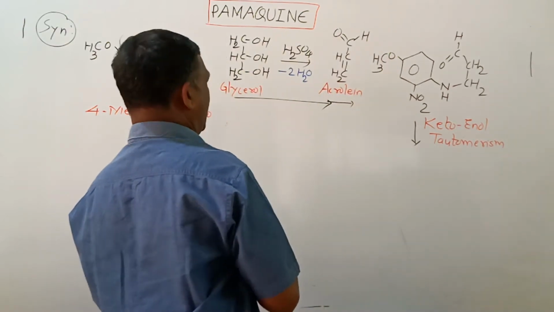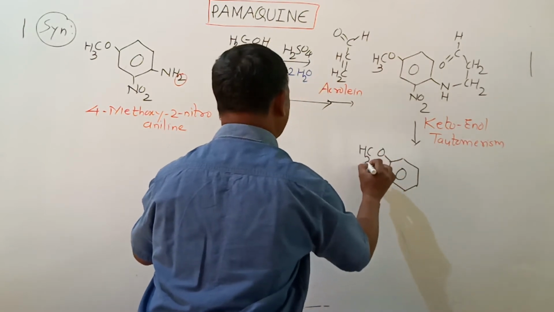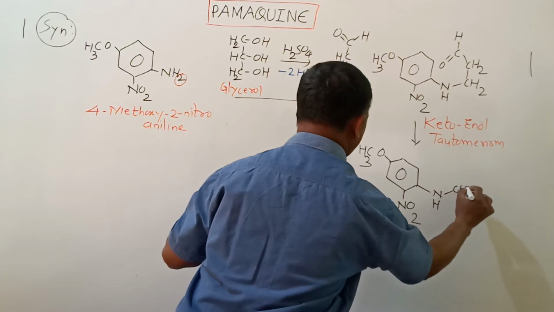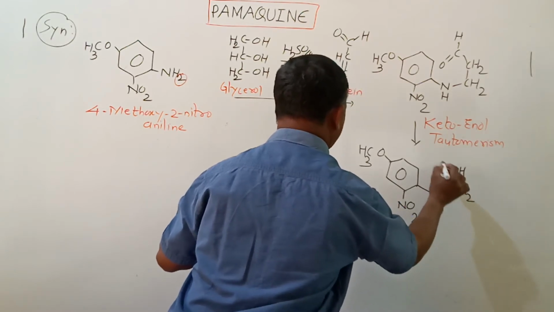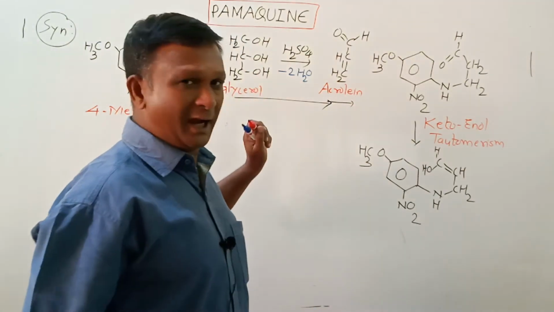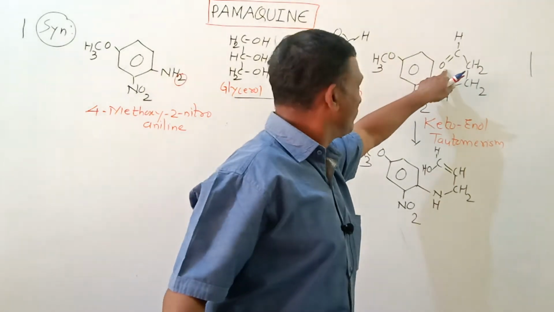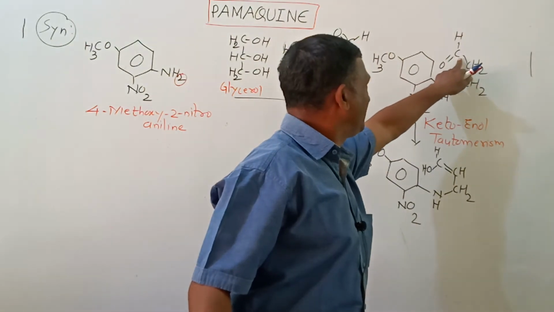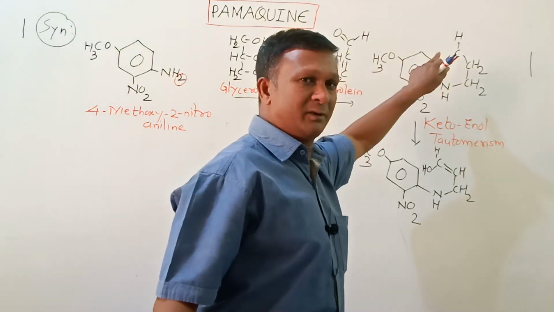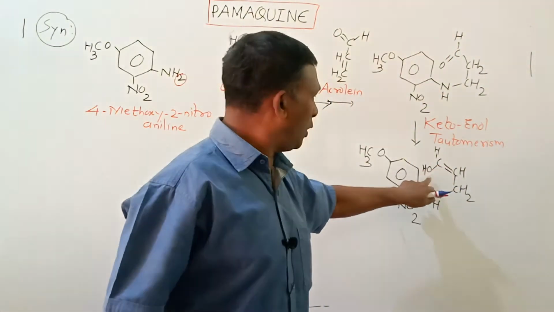To give us a very important isomer of this compound, this one. In this structure, you can easily find that the hydrogen on this alpha carbon will move on to this electronegative oxygen, and there is generation of a double bond between this carbon and this carbon. So we will get an ene, and the O gets converted to OH, so it's converted to ol. That means this keto or aldehyde structure gets converted to its enol form.